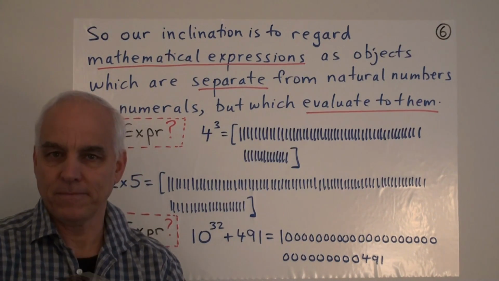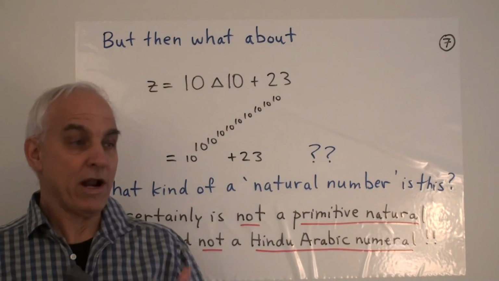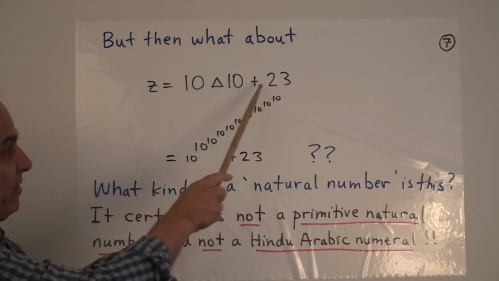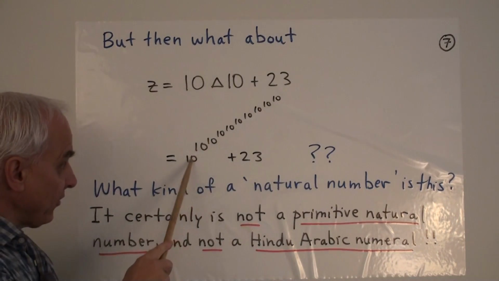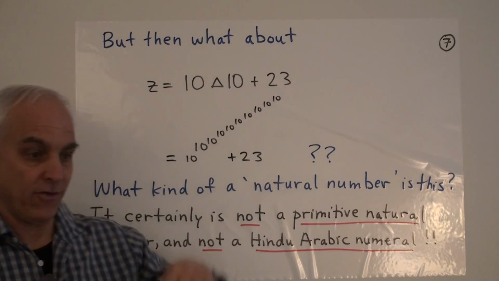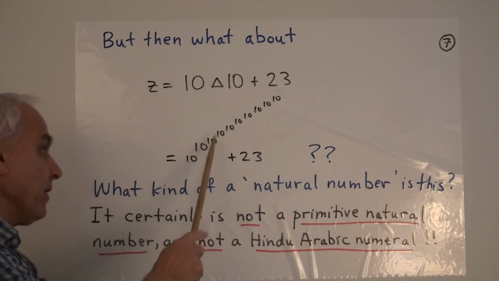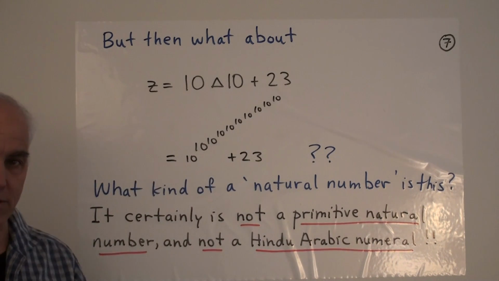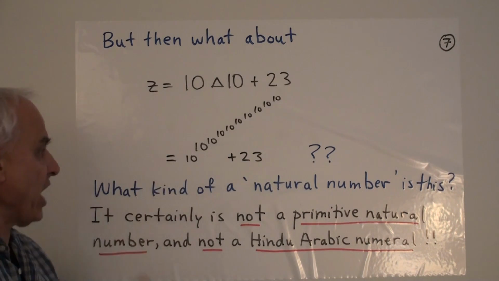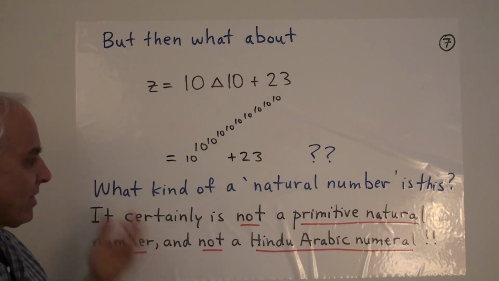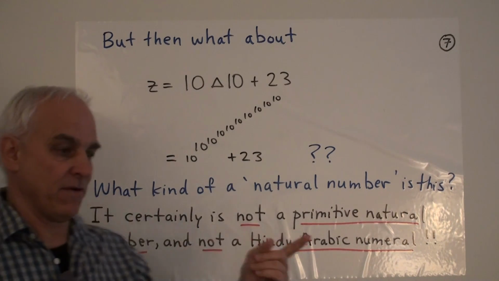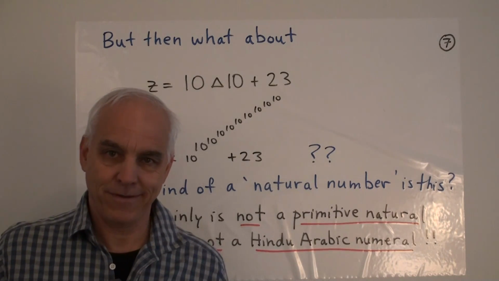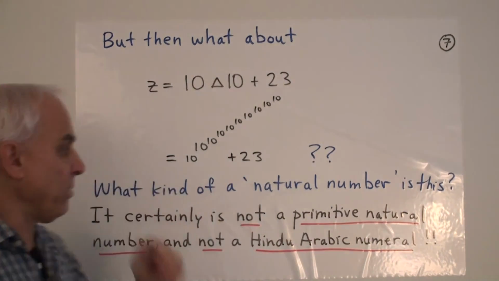That's one possibility. Okay, but what about our favorite big number, z, which is 10 triangle 10 plus 23. 10 triangle 10 being this familiar tower of 10 tens all on top of each other: 10 to the 10 to the 10 to the 10, and so on, plus 23. Now this is an expression that we can write down involving exponentiation repeated a few times. But what kind of a natural number is this? How does this fit into the framework that we've just outlined? Well, the reality is that it doesn't fit into that framework. It just does not, because it's too big.